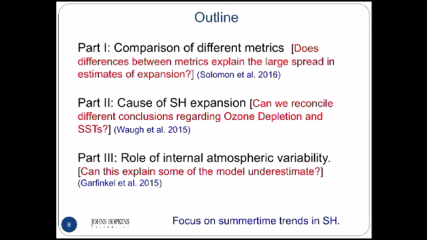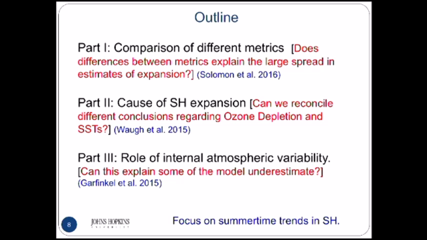I'm going to focus on the southern hemisphere in the summertime, partly because of the bias coming from stratospheric ozone depletion. This is the season when it has the largest impact. It's also the season when the southern hemisphere has the strongest trends. The northern hemisphere is just as important, but if we can't understand the simpler southern hemisphere, it's going to be hard to understand the northern hemisphere.